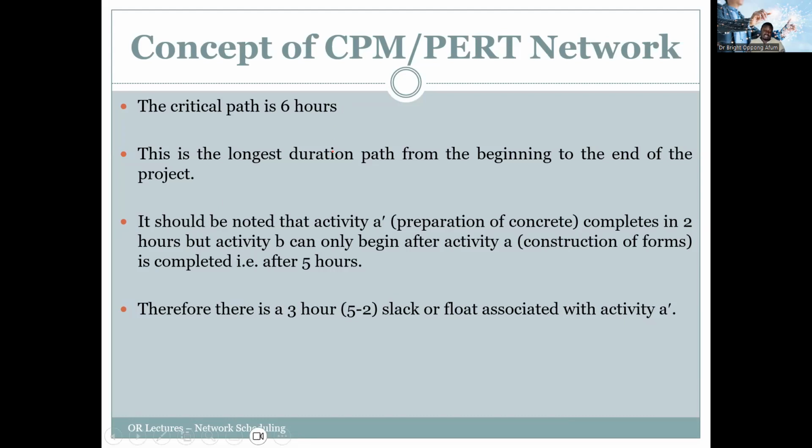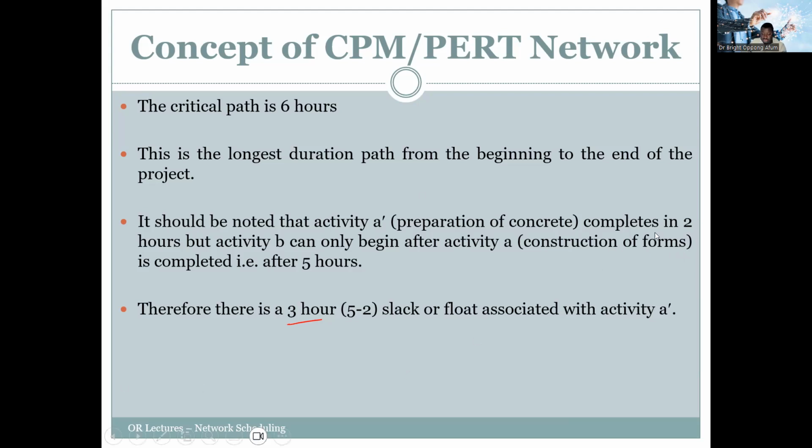That means that it is the longest time to complete the activity, right? And it should be noted that activity A prime, which is the preparation of concrete, completes in 2 hours, but activity B can only begin after activity A, that's construction of the form, is complete. Therefore, there is a 3-hour, that is 5 minus 2, slack or float associated with this activity. So that means that if you want to delay activity A prime, you can delay it as much as 3 hours. That's what it means.